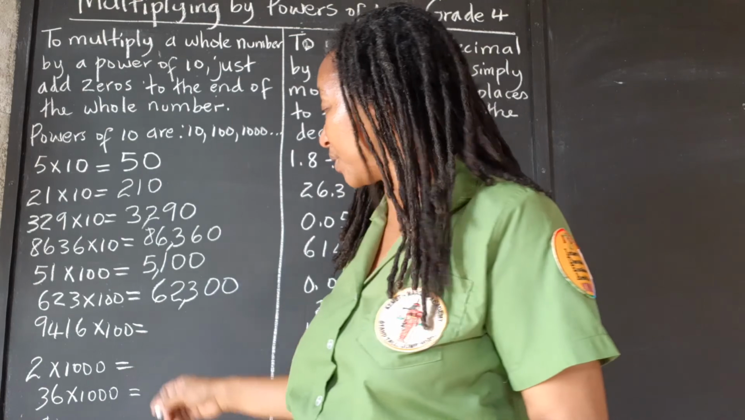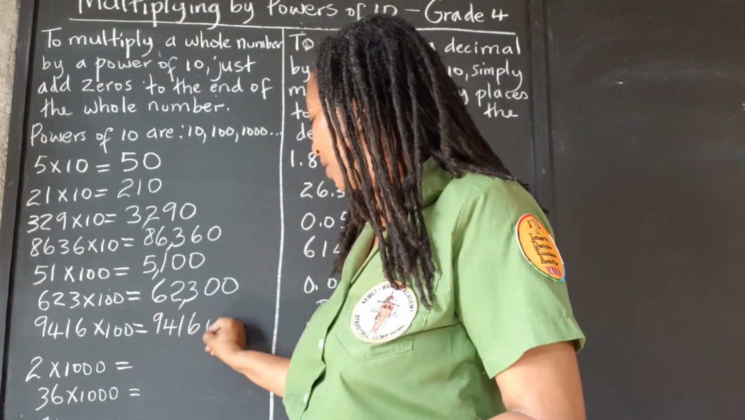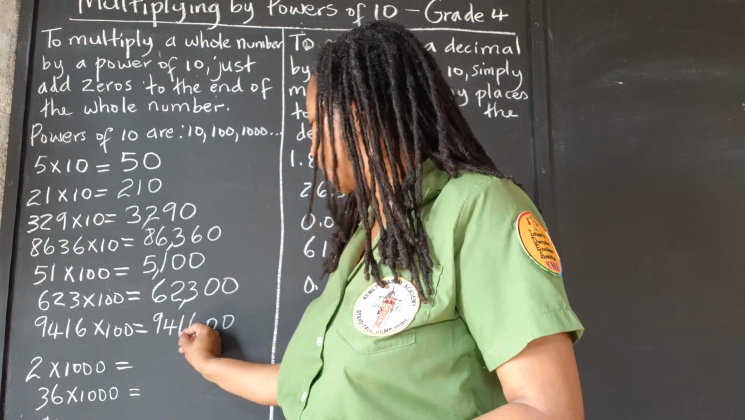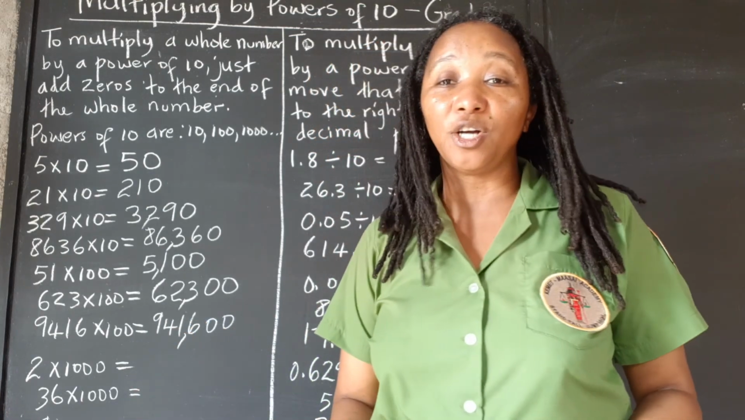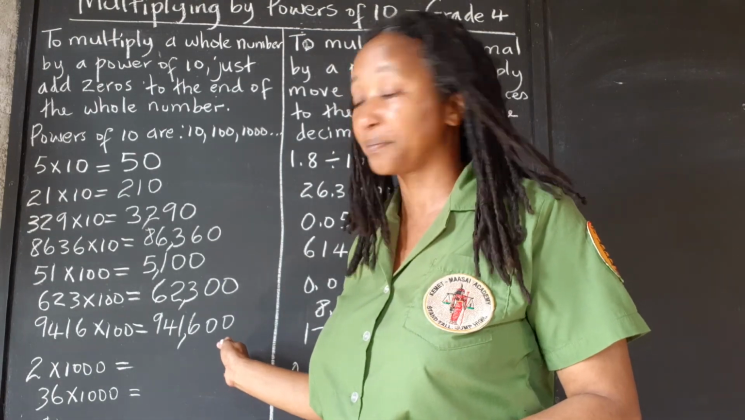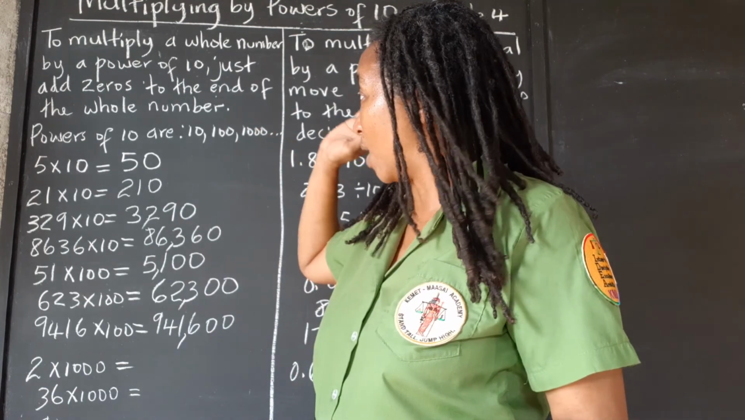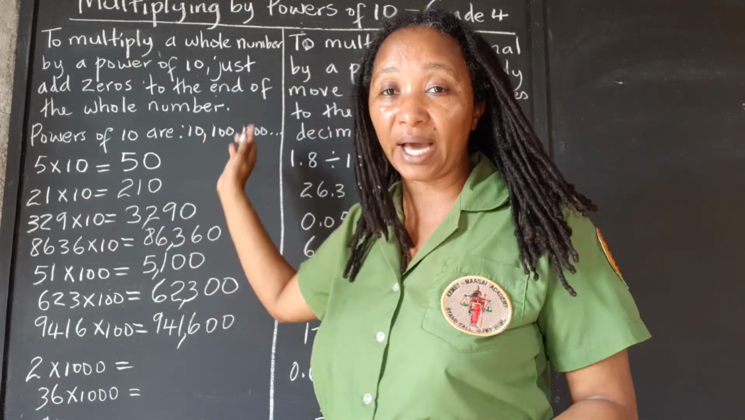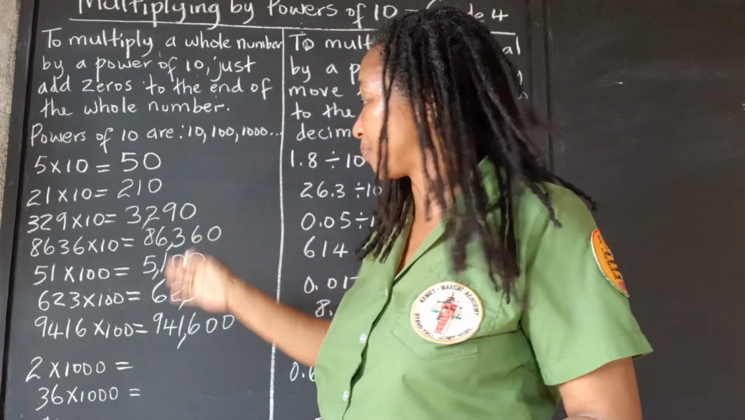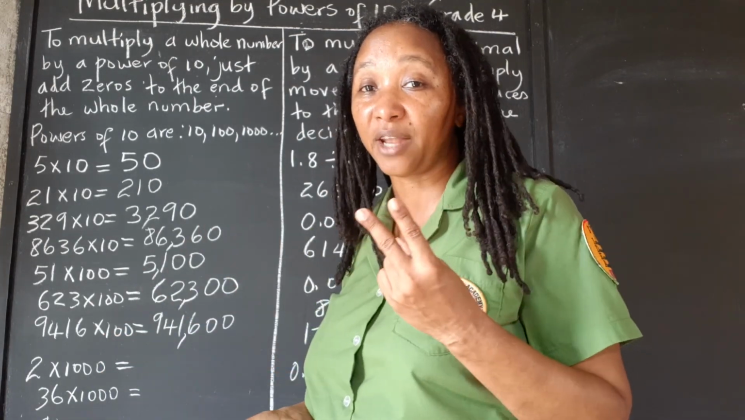9,416 times 100. So we write back the 9, 4, 1, 6, add 2 zeros. So that's 941,600. Do you see how simple it is? We're multiplying by 10, we add a 0 to the end of the number. We're multiplying by 100, we add 2 zeros to the end of the number.